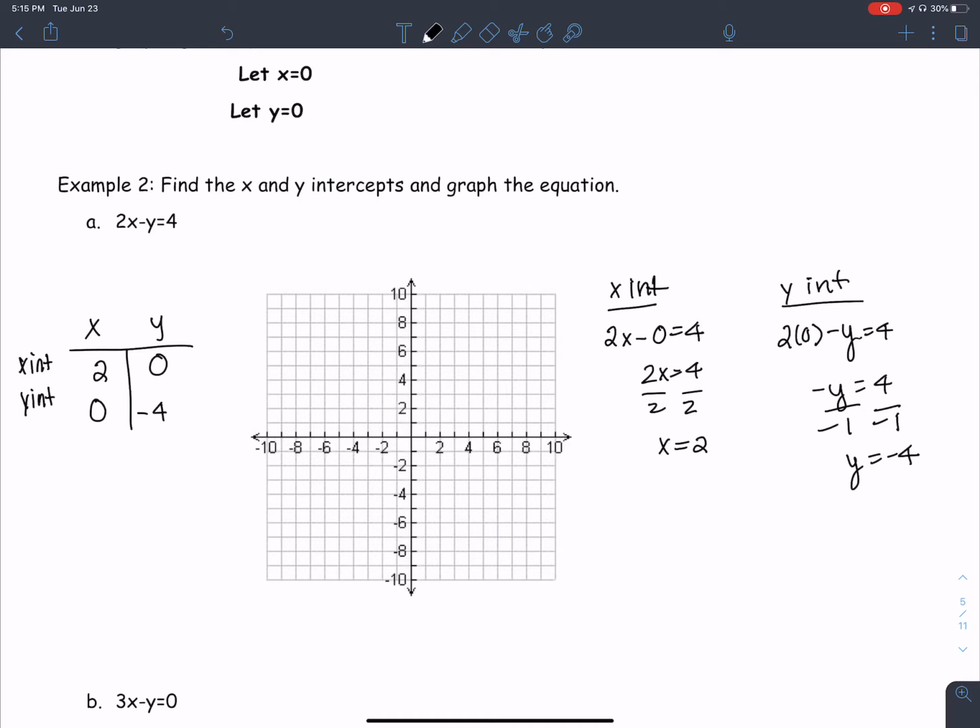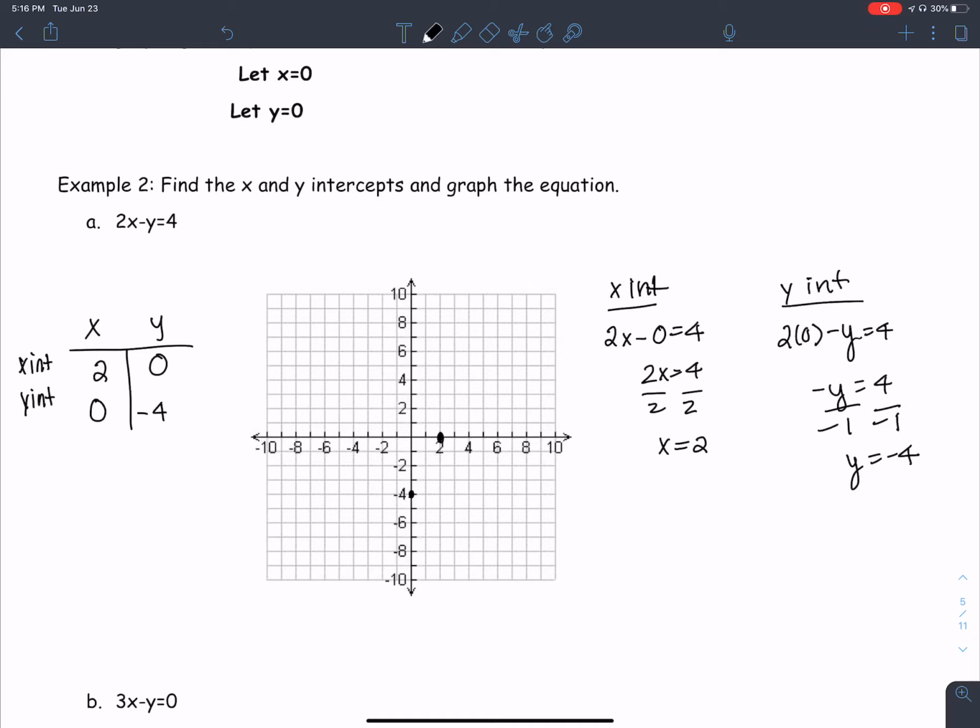So now I'm going to graph this. Okay, so to graph points, remember we start with the x. X goes left and right. Y goes up and down. So it says (2, 0). So I'm going to go over 2, up 0, put a dot. And then for my y-intercept, (0, -4), over 0, down negative 4, or down 4.